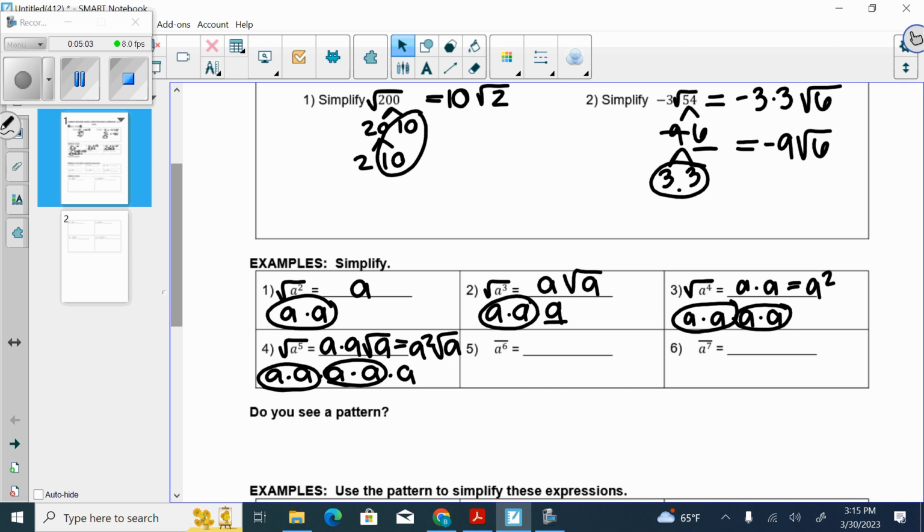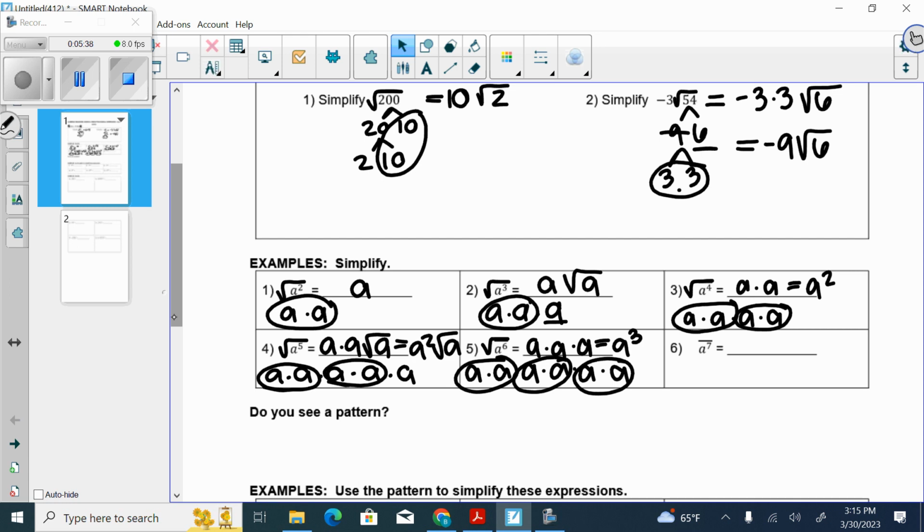Next, we've got a to the 6. So that means a times itself 6 times, right? How many pairs can I find now? 3. Got 1 pair, 2 pairs, 3 pairs. So that means we get to bring 1 out for each pair, right? So I've got a times a times a. What would that be? A to the cube, yes, a cubed.